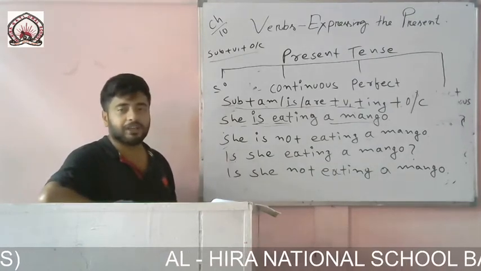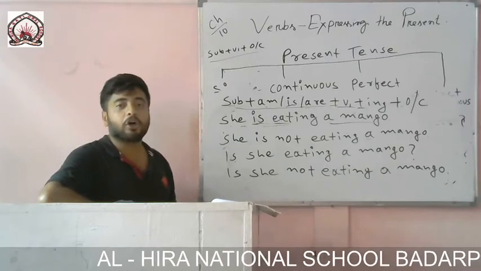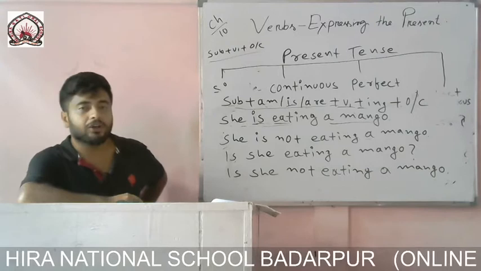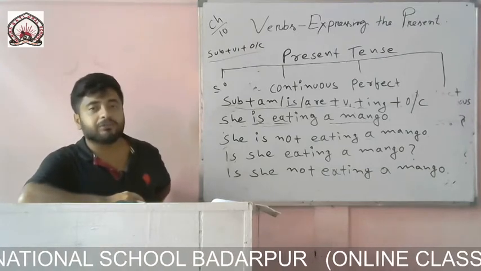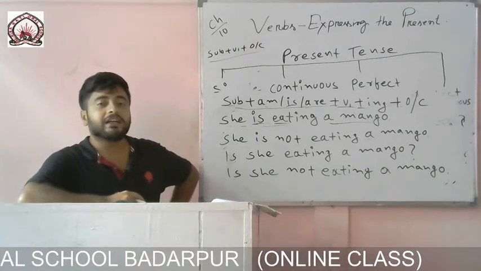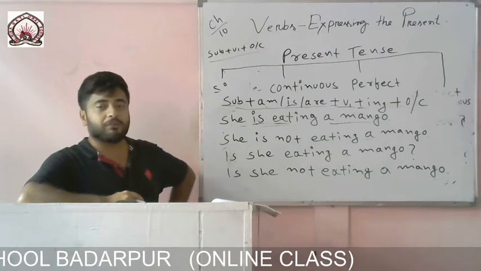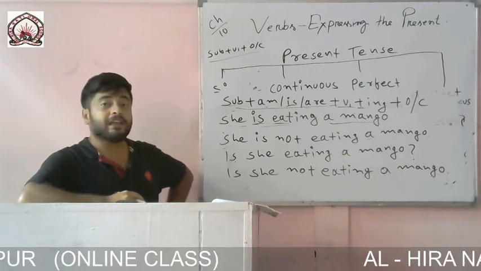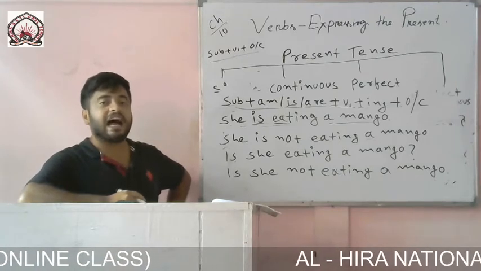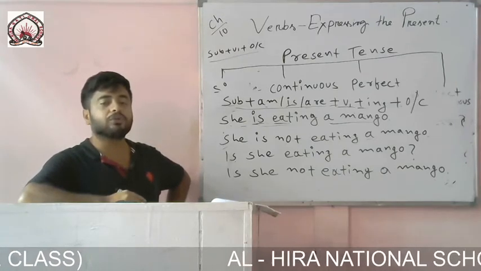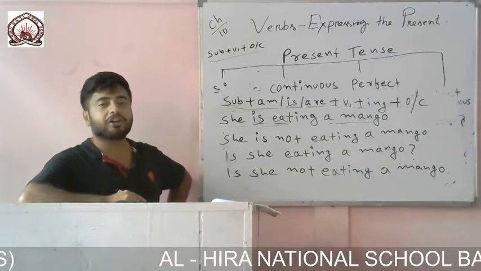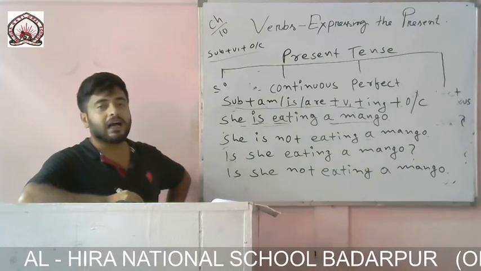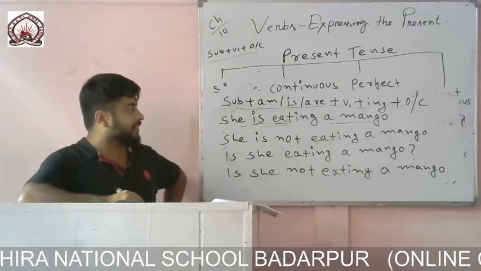For example, if I talk about another sentence, I am reading a book. If we want to change it to negative, it will become I am not reading a book. If we want to transform it to interrogative, it will become am I reading a book? Am I reading a book?